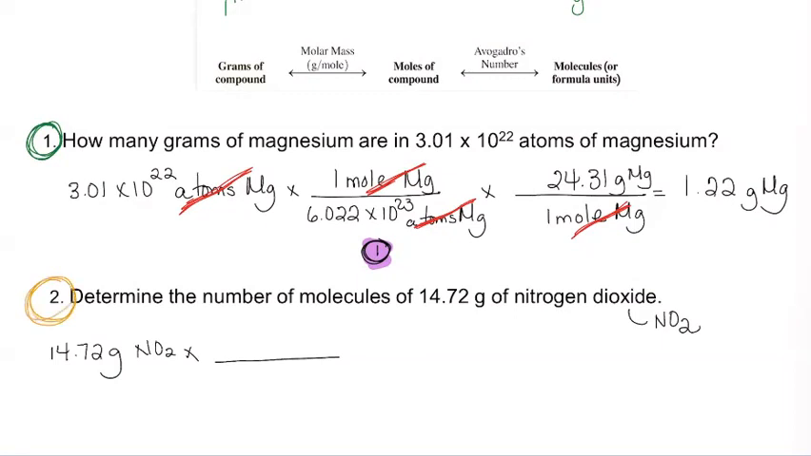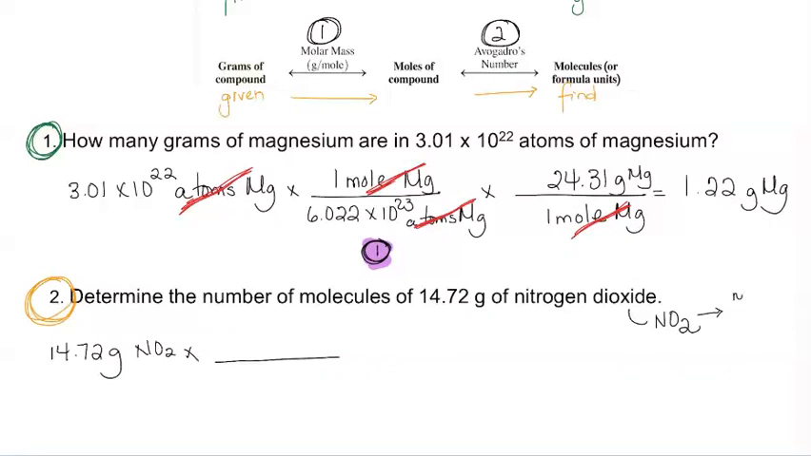So for number 2, since we were given grams and we need to calculate molecules, as you can see, we are going into doing these conversions in this direction. We still utilize the 2 conversions of molar mass and Avogadro's number, but let's use the molar mass as our first conversion, okay?